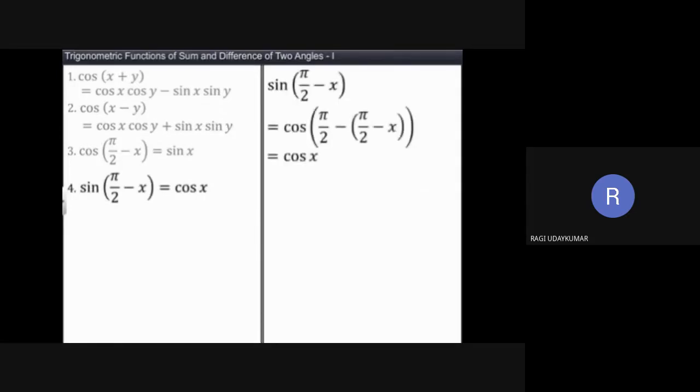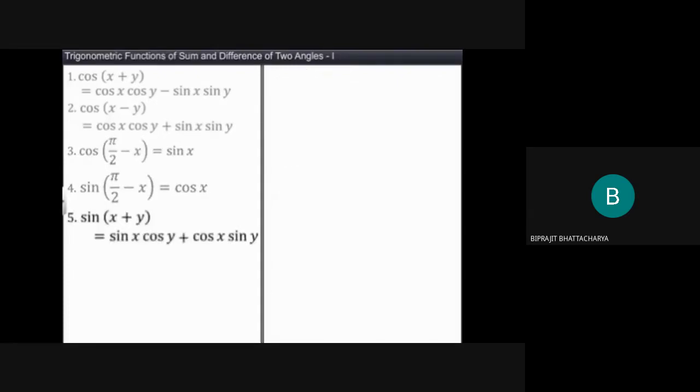But pi by 2 minus x, you can do in different ways. Yes, sir. Sin pi by 2 cos x minus cos pi by 2 sin x. Yes. Very good. Sin x plus y is equal to sin x cos y plus cos x sin y. This one you have to remember. Okay. So sin x plus y is equal to sin x cos y plus cos x sin y.